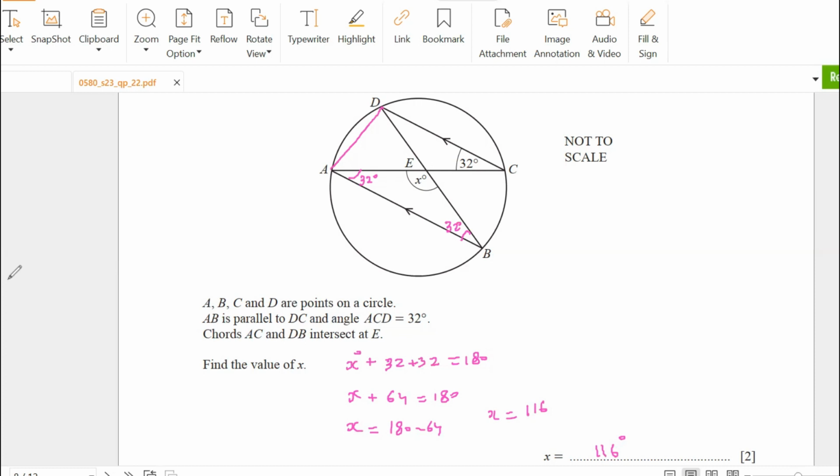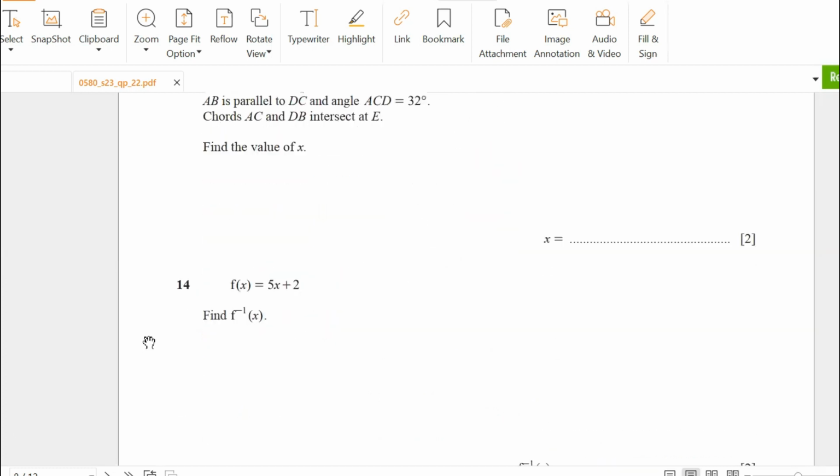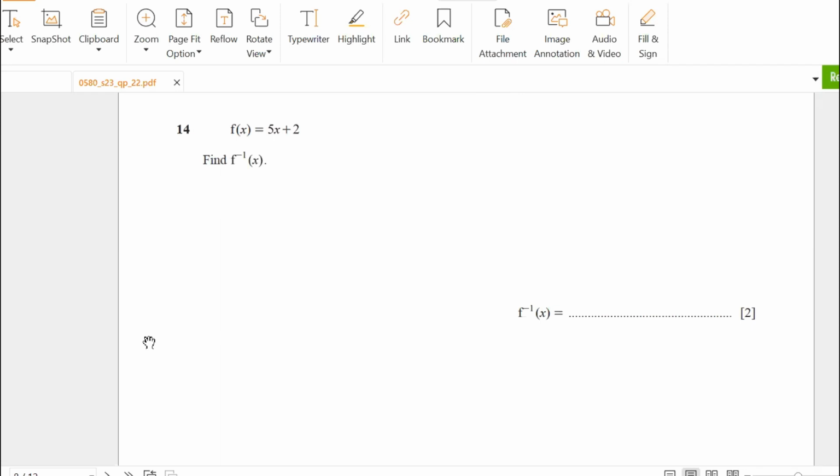We move on to the next. The question is related to functions, and here we have f of x equal to 5x plus 2, and we are looking for the inverse function. Remember that for the inverse, we follow three steps. The first step: f of x is always equal to y. This is the definition of a function, okay? So we replace it here with y equals 5x plus 2.